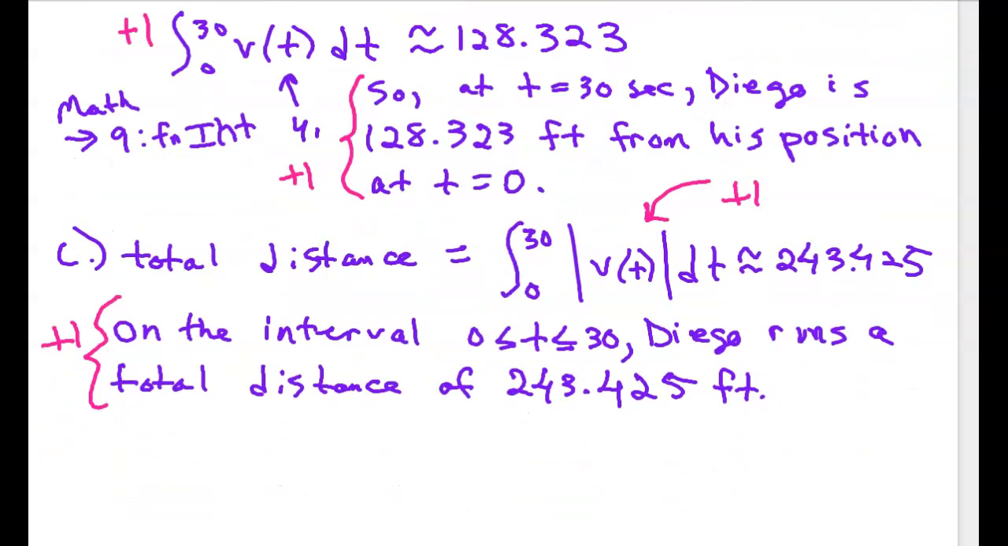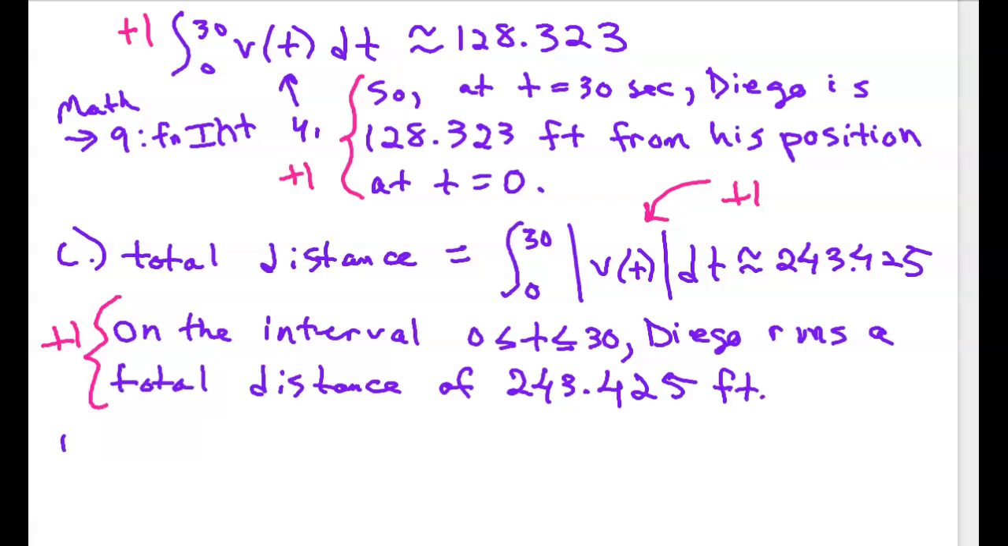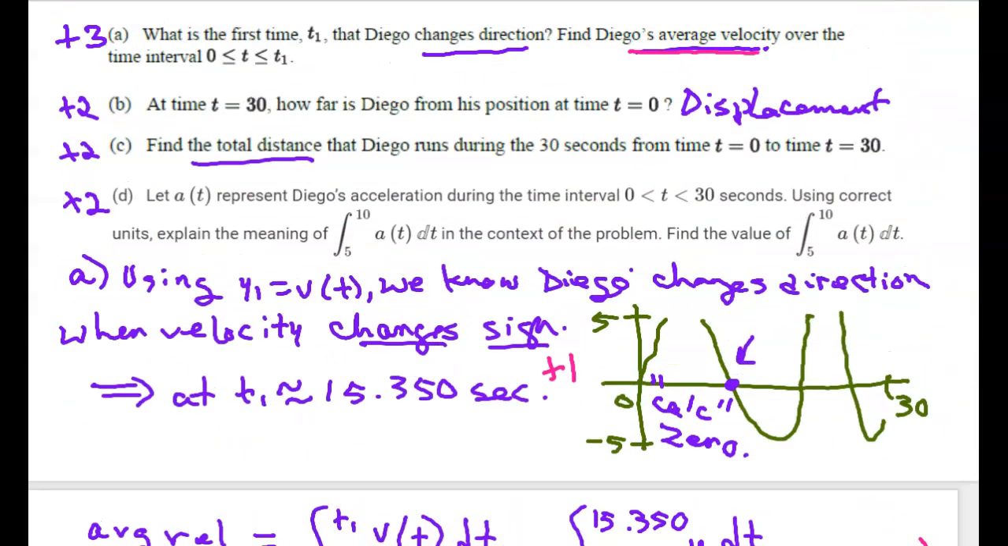All right. Refresh your memory on part D, acceleration. Let's see. Let A of t represent Diego's acceleration during that time interval from 0 to 30. Using correct units, explain the meaning of that integral from 5 to 10 of A of t dt in the context of this problem, and then we'll find the value of that integral.